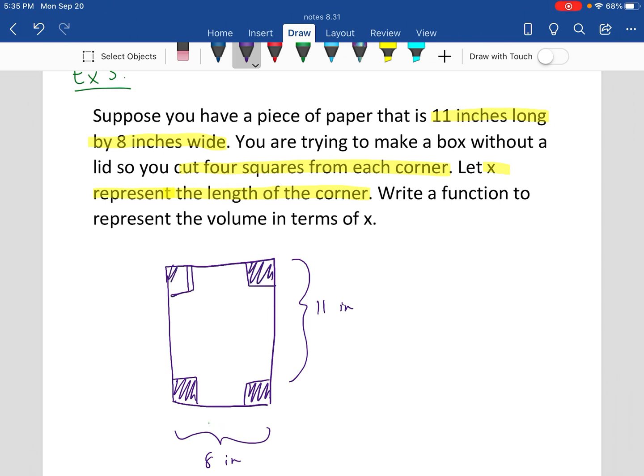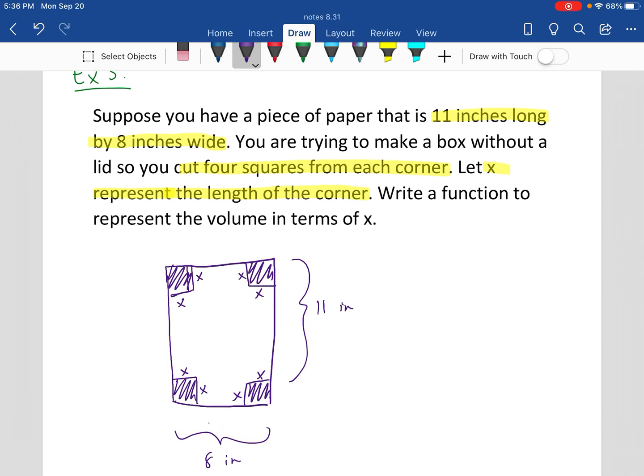And those measure x each. Now it is a square, so all of the sides are equal. So that means that this is x, this is x. All of these measure x. This is important because without this, we're not going to be able to write this volume equation.